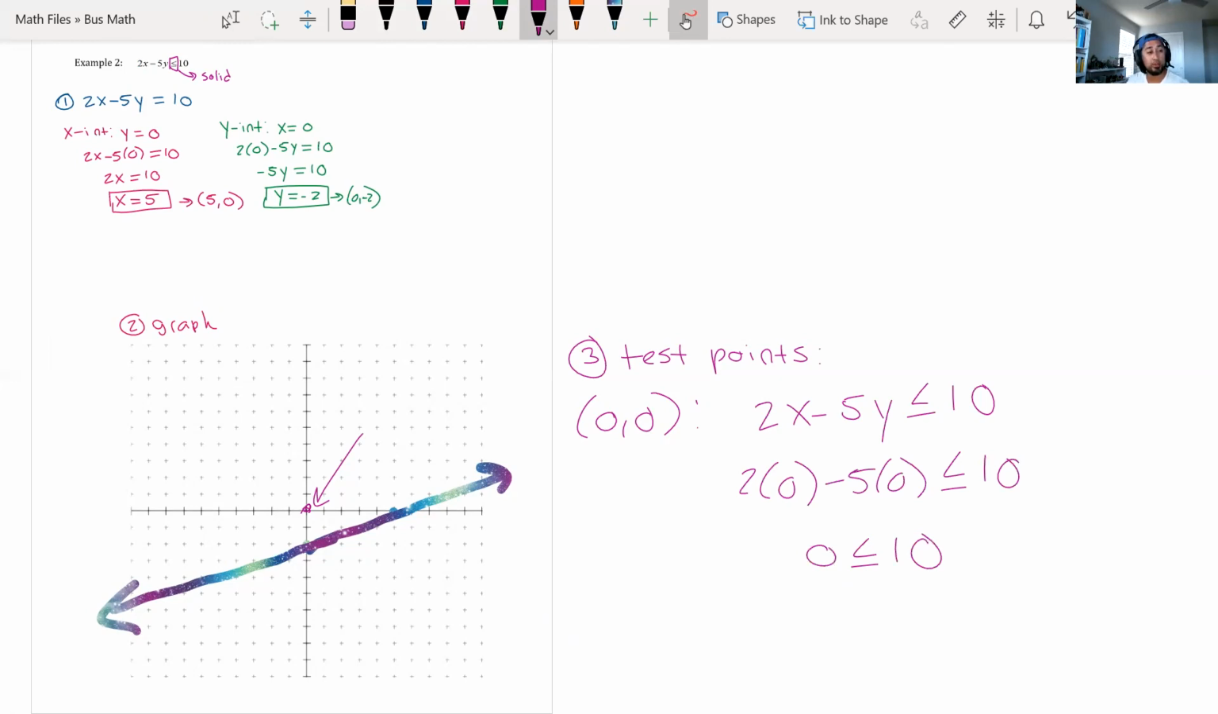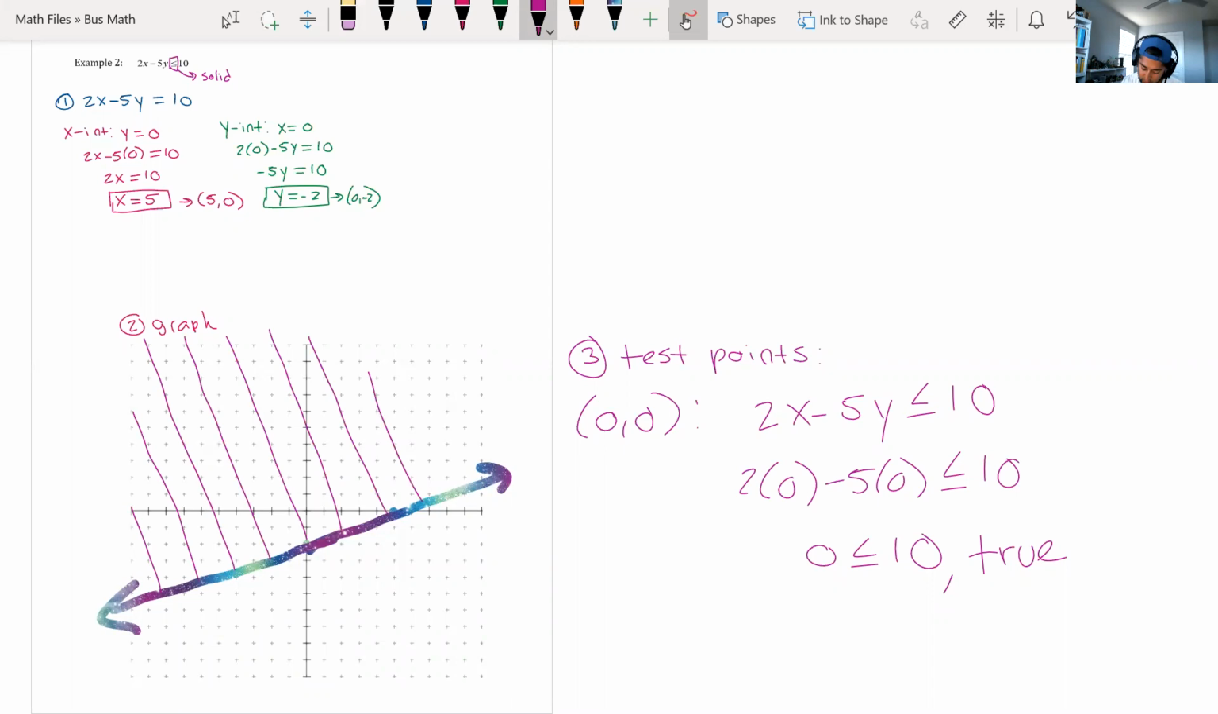Is that a true statement or not? Yes, sir. That is true, which means we'll shade which way? To the left or up? Or up. There you go. So we're going to shade up towards the point we have picked. There you go. Not bad.